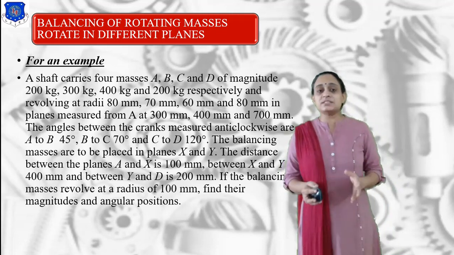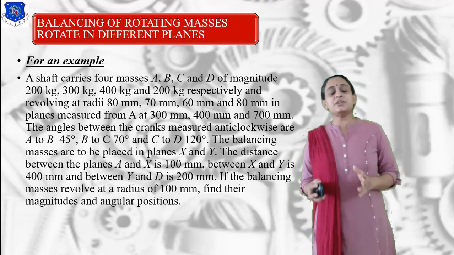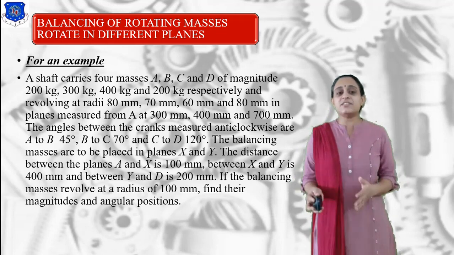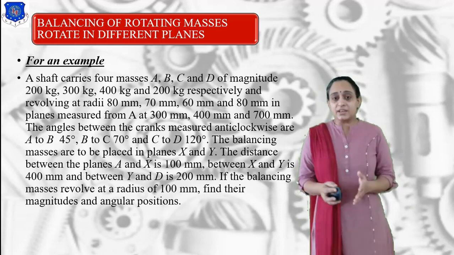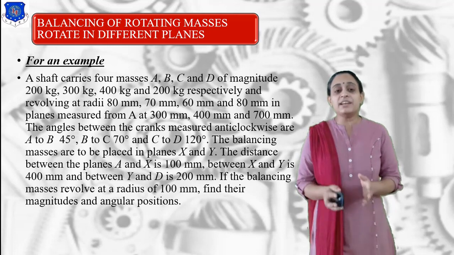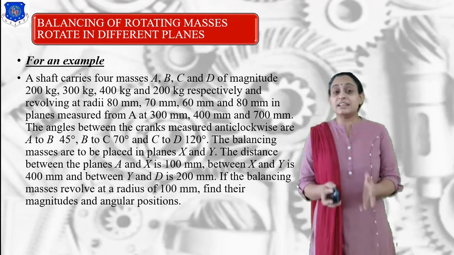The balancing masses are to be placed in planes X and Y. The distance between planes A and X is 100 mm, between X and Y is 400 mm and between Y and D is 200 mm. If the balancing masses revolve at a radius of 100 mm, find their magnitude and angular position. So here we have the numerical like this.